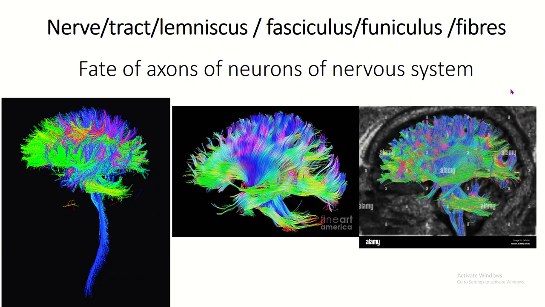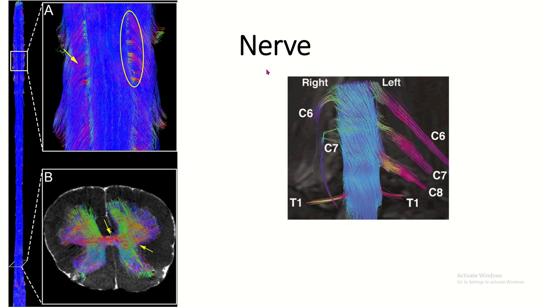In this video, I discuss some confusing terminology used in the nervous system: nerve, tract, lemniscus, fasciculus, funiculus, fiber. Actually, all are the axons of the neurons of the nervous system. So, I discuss this terminology in this video. Let's start the video. At first, the nerves.